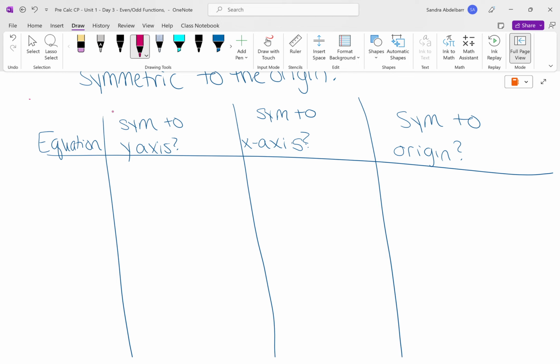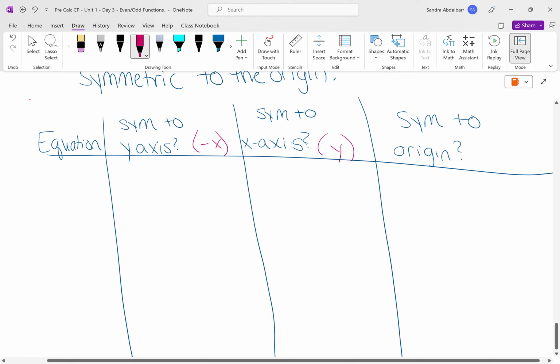All right, now let's remember, if we're symmetric to the y-axis, we change what to negative? X, Y, or both? If we're symmetric to the y-axis, which one are we changing to negative? X, good. If we're symmetric to the x-axis, which one are we changing to negative? X, Y, or both? Y. And if we're symmetric to the origin, which ones are we changing? X, Y, or both? Both. This is negative y, and then negative x, negative y. Okay.